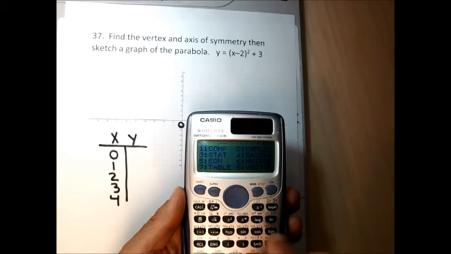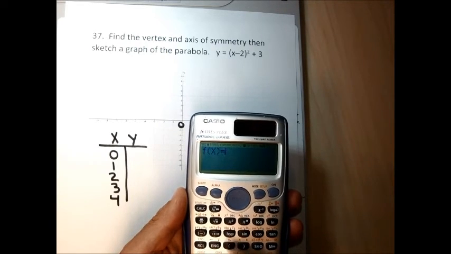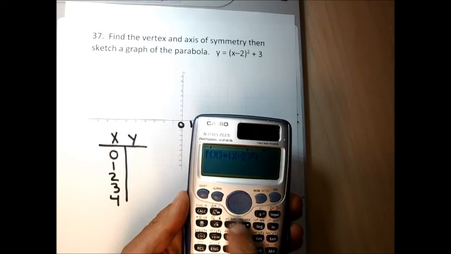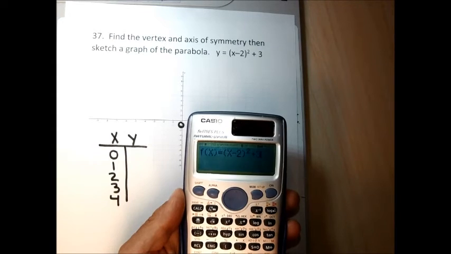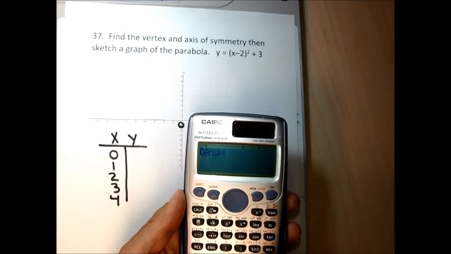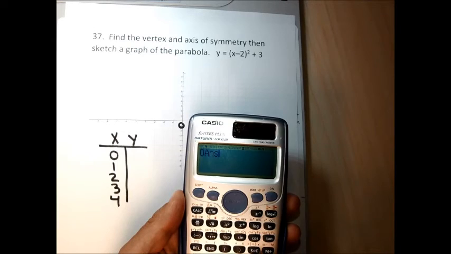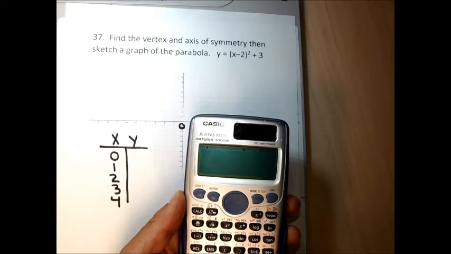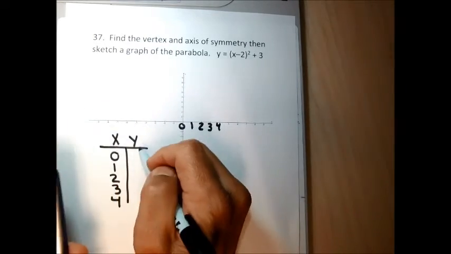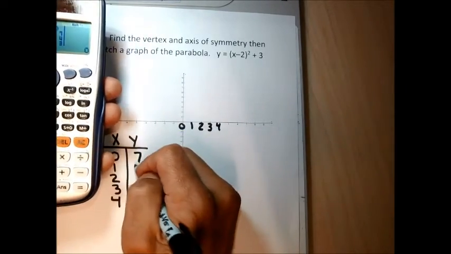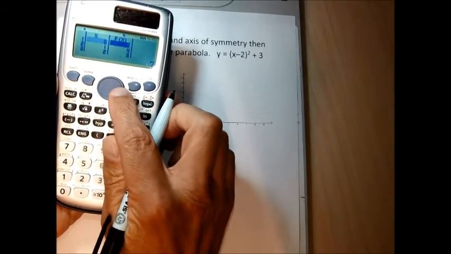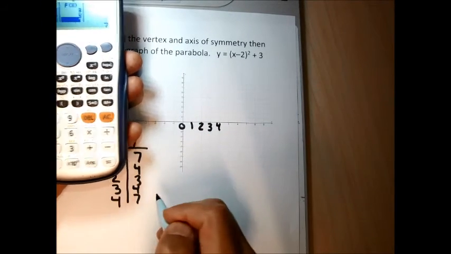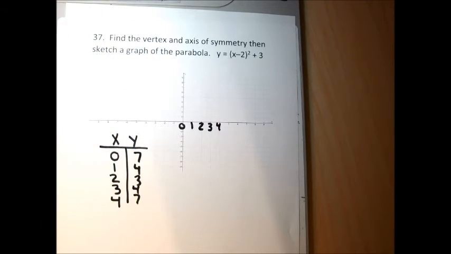So I'm going to go mode 7 for table. Now I'm going to type parentheses and then alpha x minus 2 squared plus 3. Start at 0, end at 4, step 1. I'm going to steal my y's. So it goes 7, 4, 3, 4, and 7. And it has to have that happen. The y's need to repeat. So now I have my table.